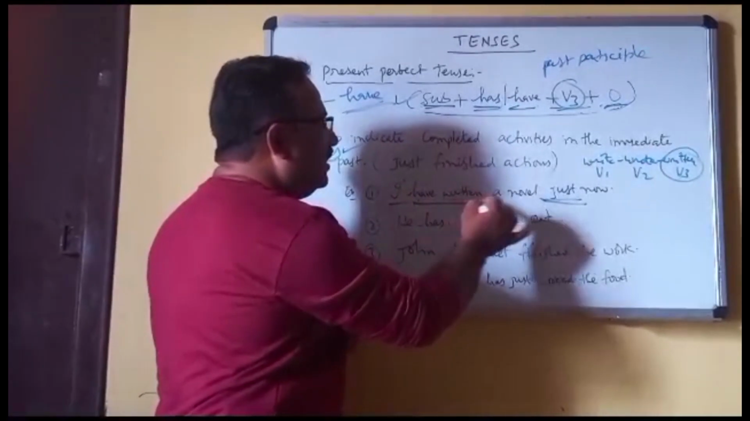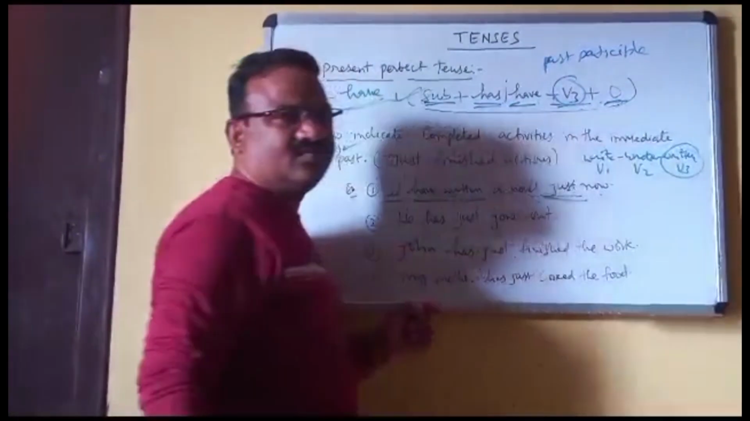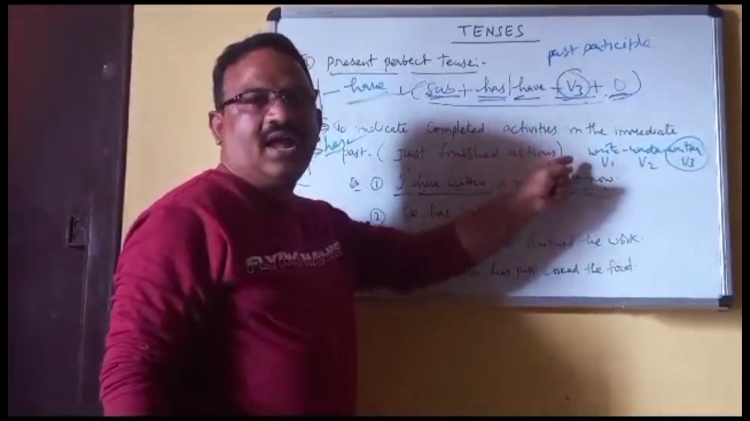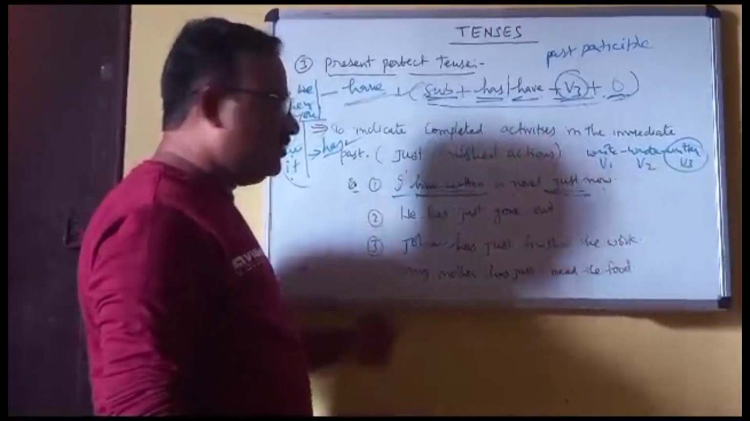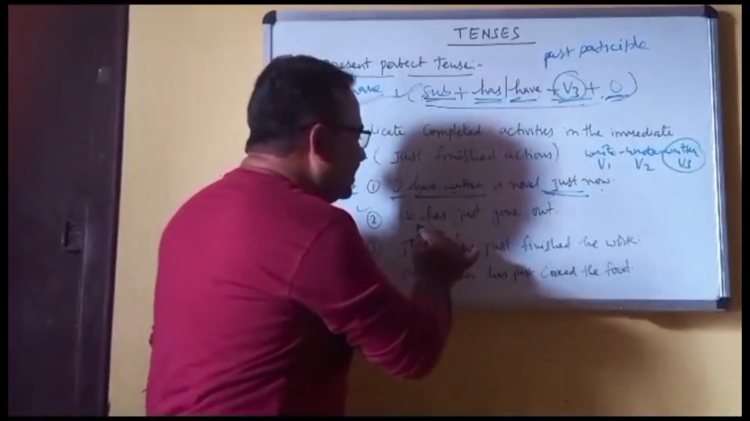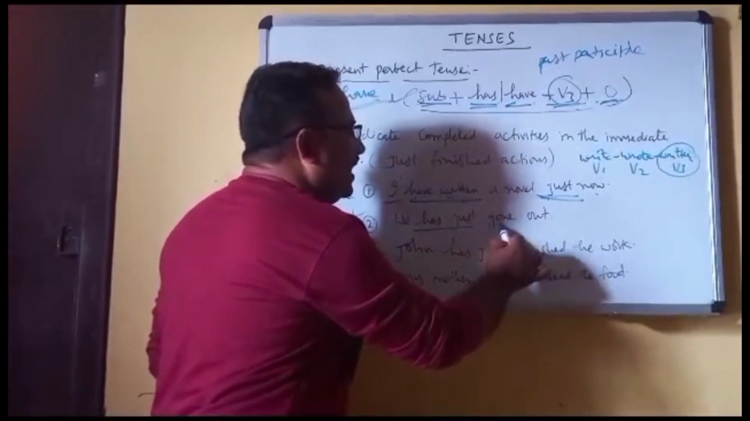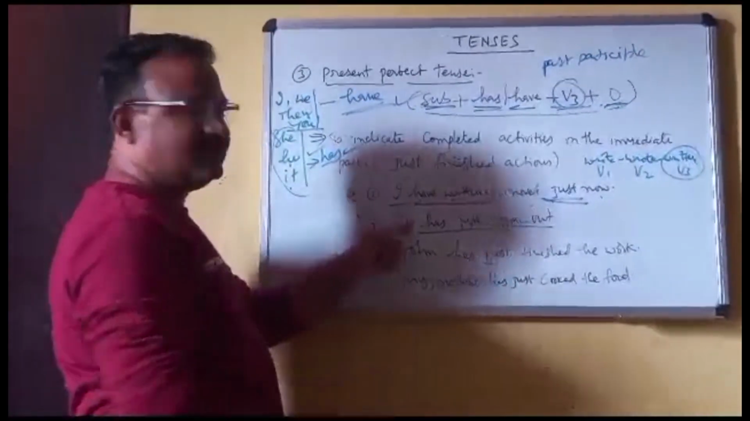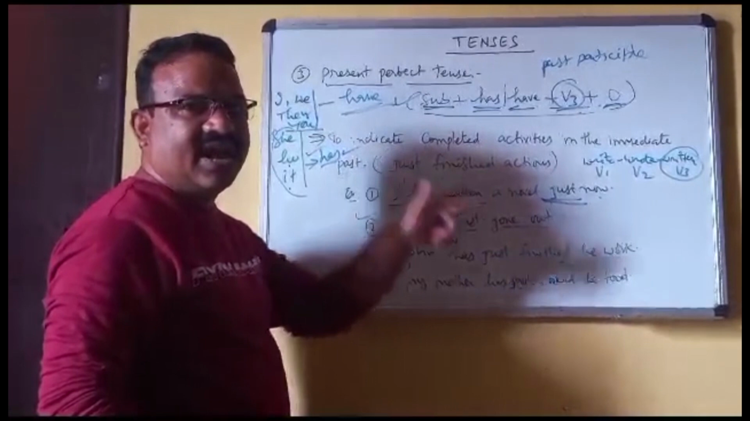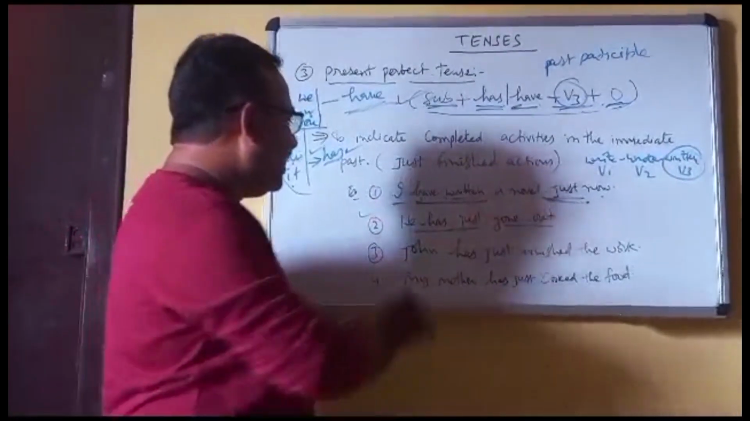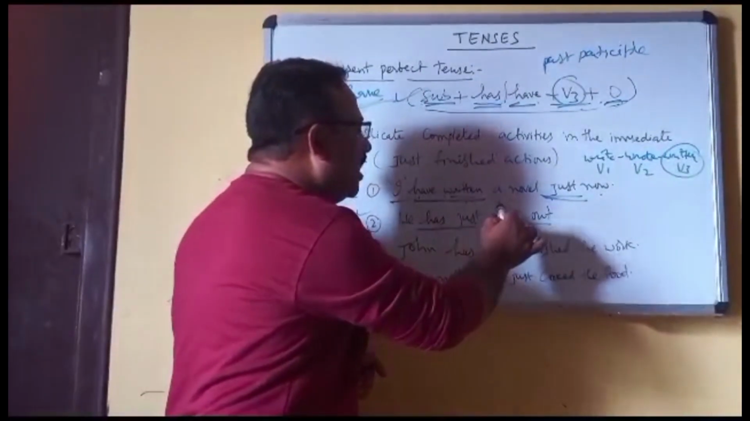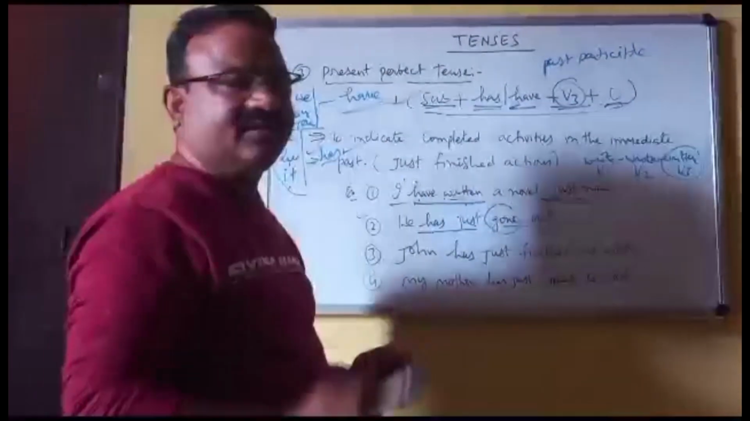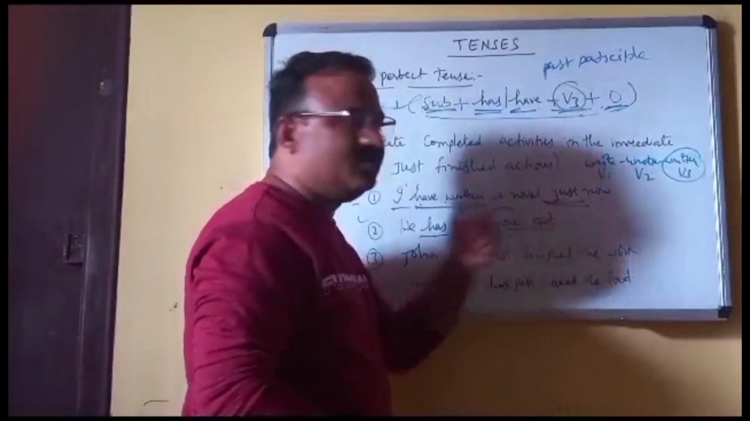I have written a novel just now. Here it indicates a just finished action. Let us see one more example. He has just gone out. He, that's why we use has. He has, she has, it has. Go, went, gone. So gone here is V3. So he has just gone out.